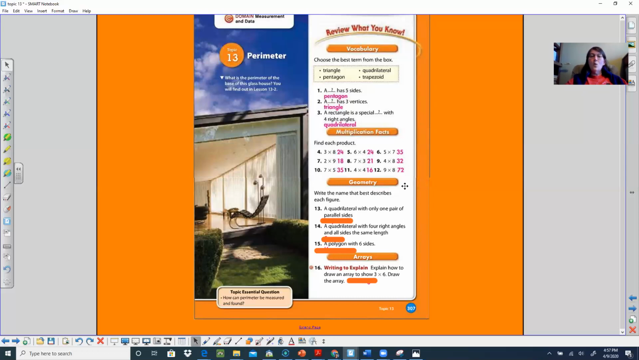Okay, on this one, a quadrilateral with only one pair of parallel sides, and I'll give you a hint, that one starts with a T. Trapezoid. A quadrilateral with 4 right angles and all sides the same length. So some of you might be thinking rhombus. Sometimes it's a rhombus, but it always starts with an S. Square, whoops, that keeps popping up on me. A polygon with 6 sides, and this one starts with an H.